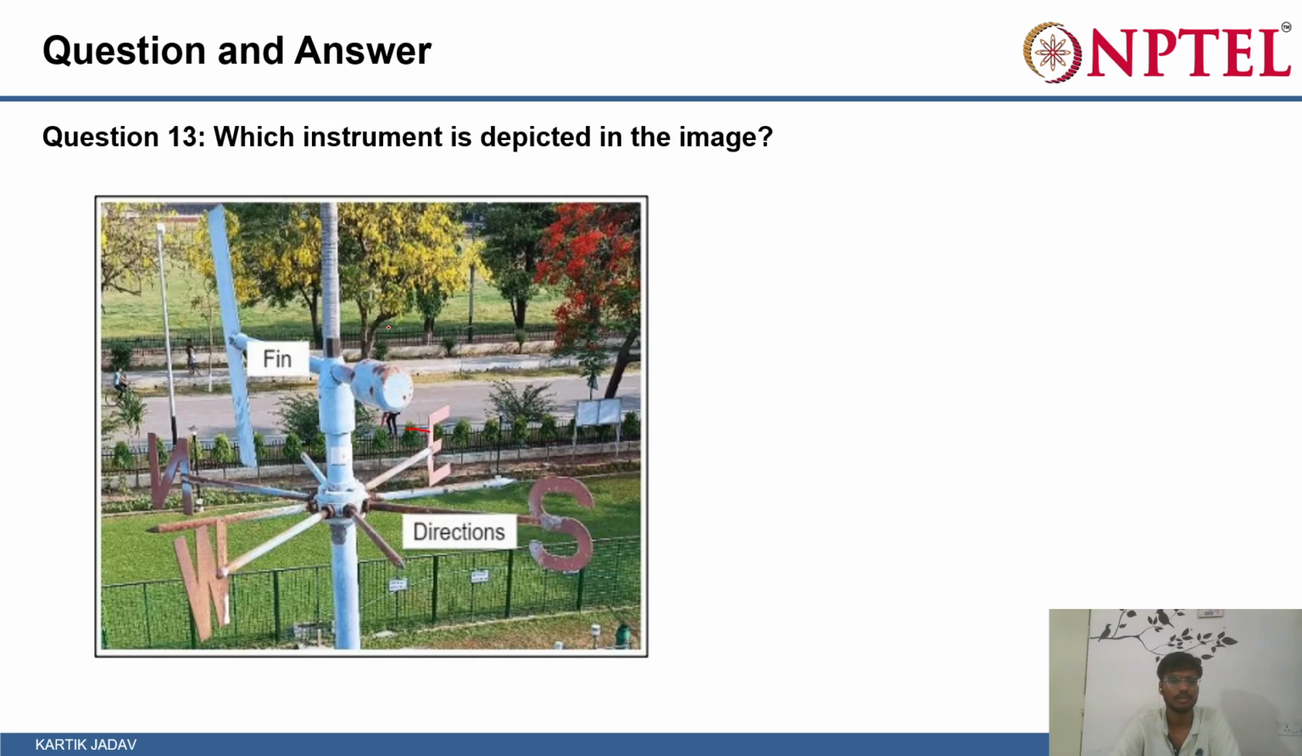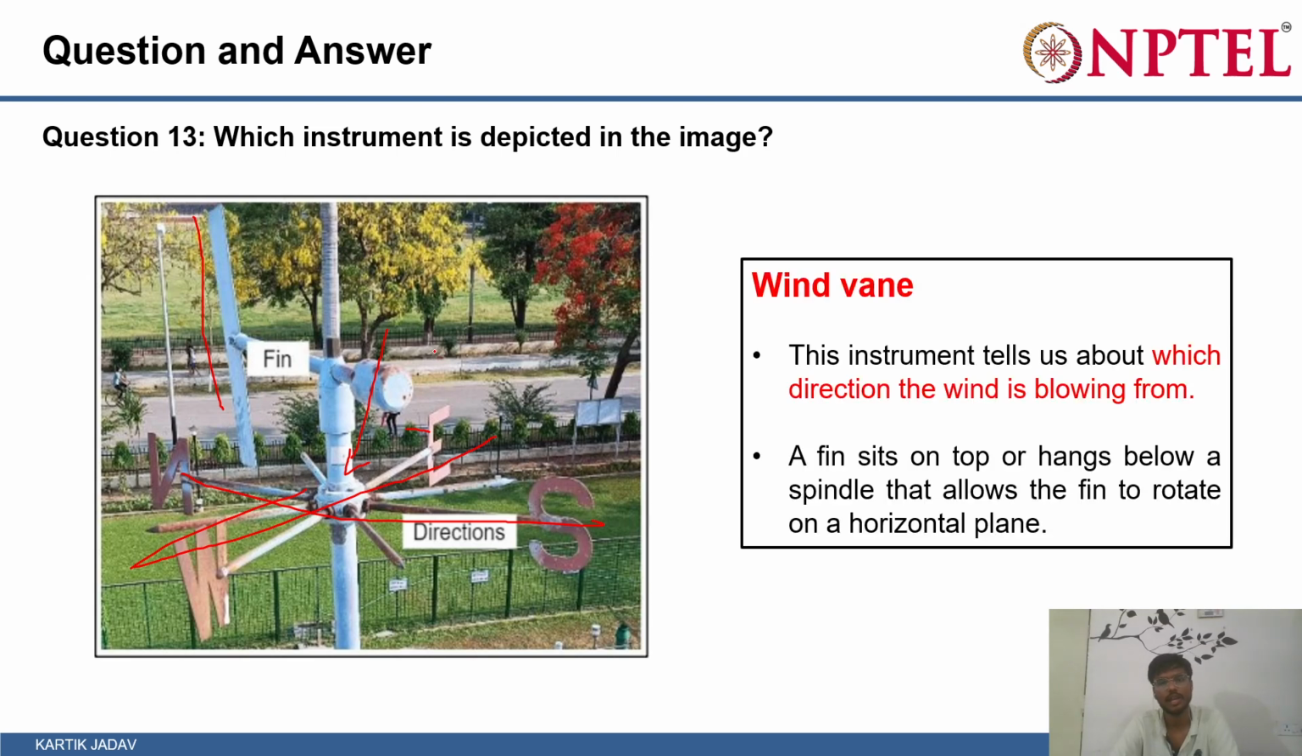Then there is this instrument. See, various directions are shown here: north, south, west, east, and there is a fin. This is also useful in wind direction measurement. If you want to know the wind direction, then this instrument is useful.